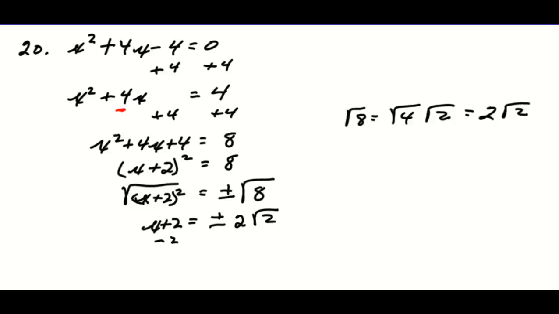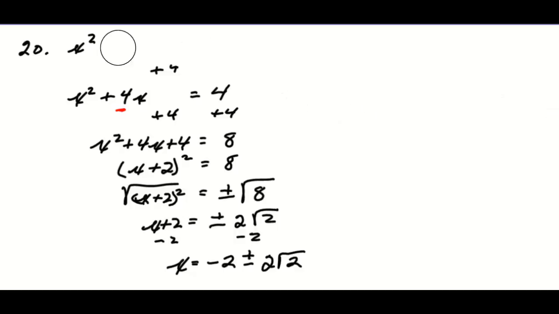Subtracting 2 from both sides, then we get x equals negative 2 plus or minus 2 times the square root of 2. A lot of 2's in our answer there, but that's it. That's how we did number 20. We want to drop down now and take a look at problem number 28.